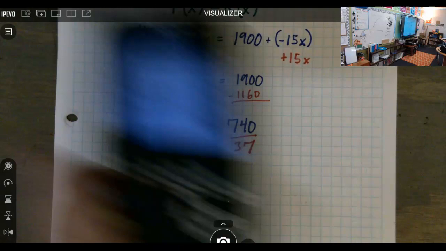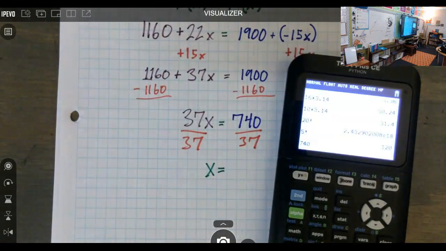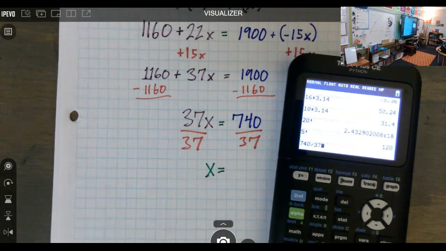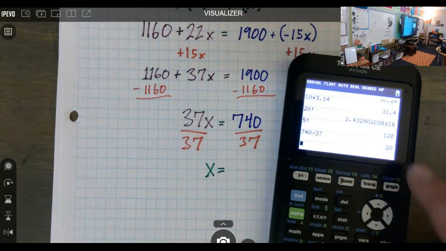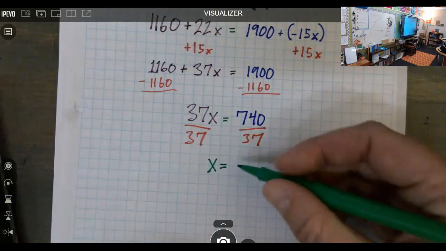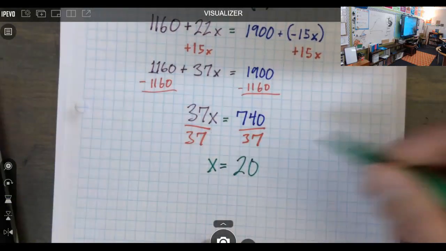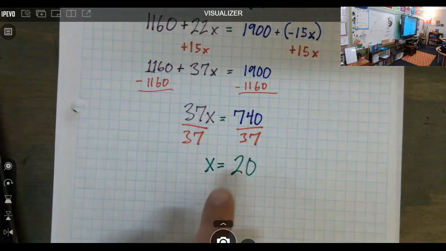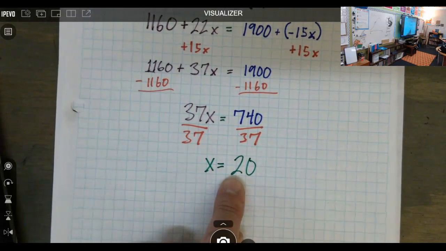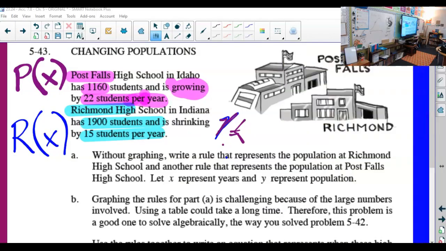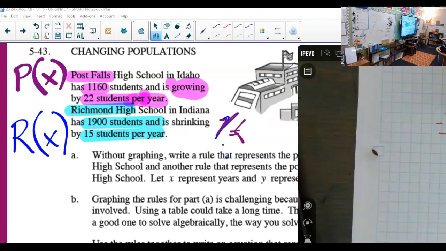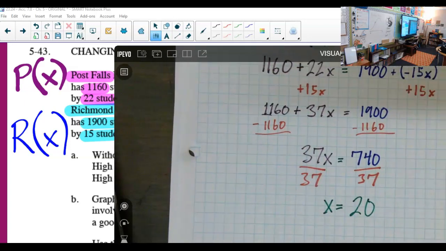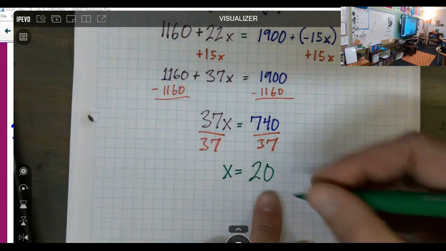Wait, though? Did you? 740 divided by 37. Oh! Hey, it did come out to be a nice number. Wait. What label? Go back to the question. What were we solving for? Anybody? Years. Our x stood for years.